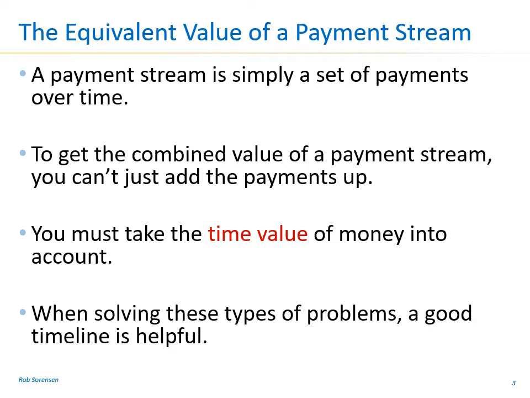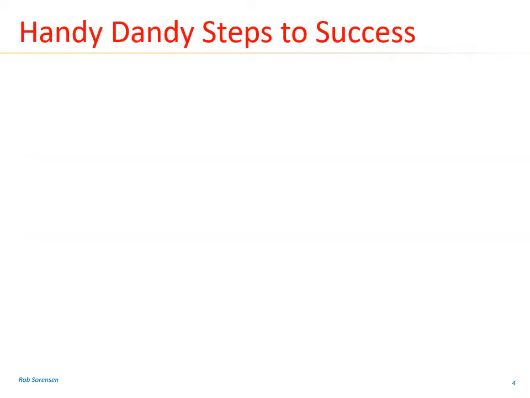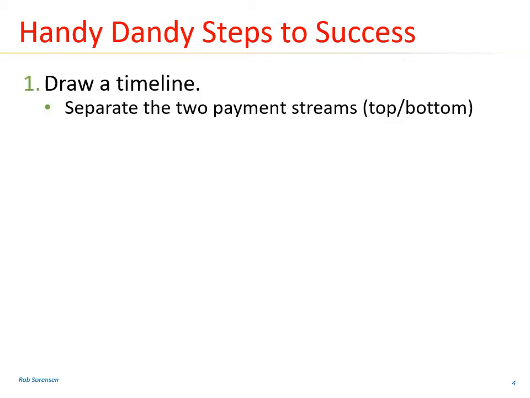So let's have a look again at those key steps for doing a timeline, or the handy dandy steps. First, draw the timeline out. Separate the two payment streams, top and bottom. Typically with these types of problems, we have an original set of payments that was agreed upon, and then we're going to replace those with a new set of payments. Perhaps one of the early payments was missed, or the person who owes the money has decided they can now pay early. So we've got two different payment streams, and we want them to be equivalent to each other.